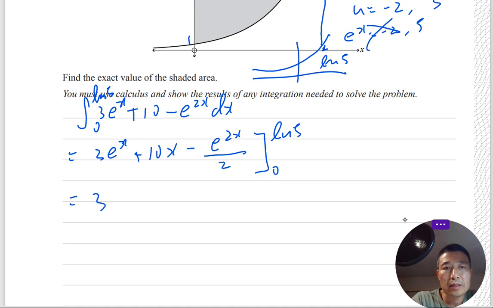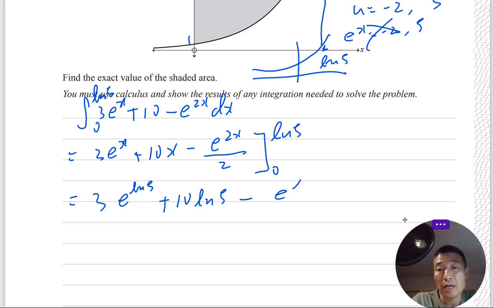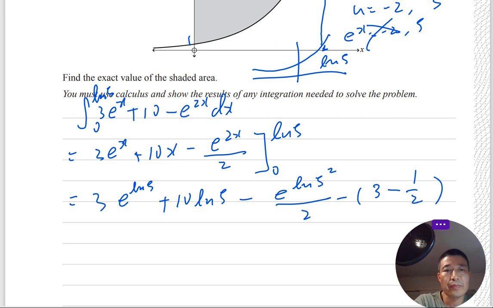So when I plug in, e to the power of ln 5 becomes just 5, isn't it? Plus 10 ln 5 minus e to the power of 2 ln 5, which means 5 squared, isn't it? Over 2. And then take away when you plug 0 into x. Well, that's not 0 because e to the power of 0 is 1. So it's a 3, and 10 times 0 is 0. And minus 1 over 2, right?